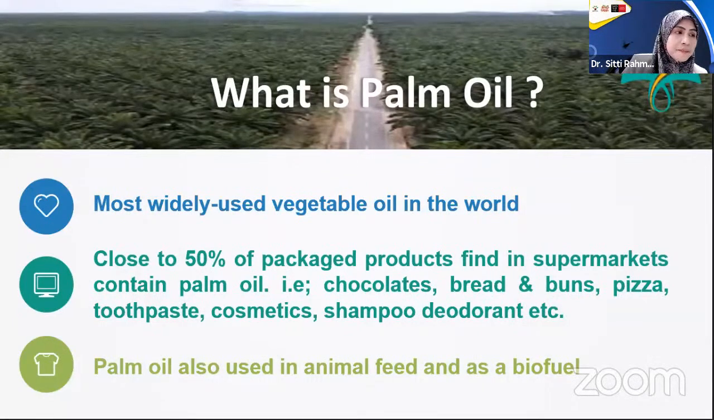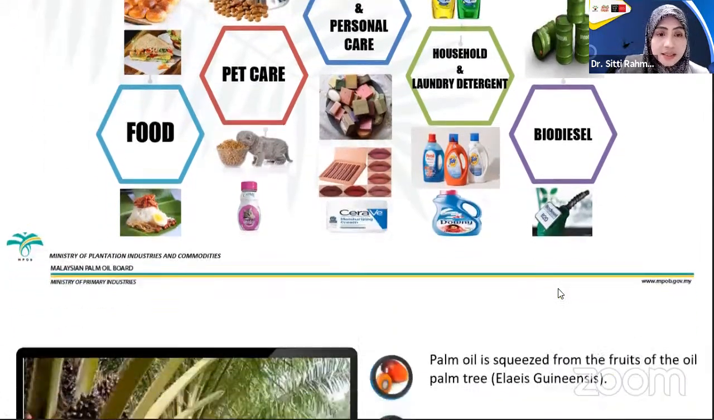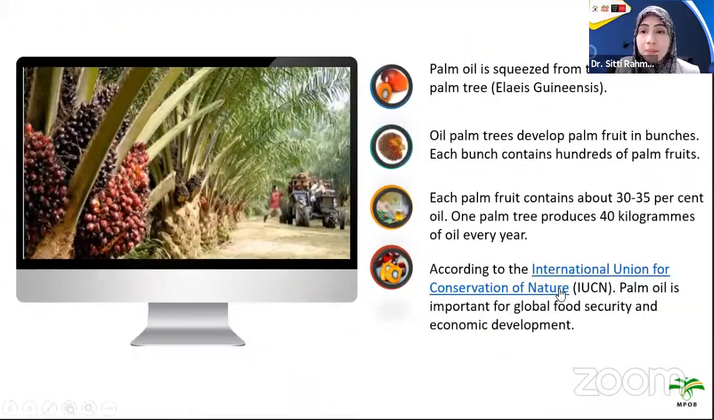or you can name it actually. So not only in human consumption, palm oil is also used in animal feed, like what Dr. Lee said in the presentation, and it is also used as a biofuel. So here are examples of palm oil in our life. It can be used in food products, pet care, personal care, household, laundry, detergent, and also in our biodiesel.